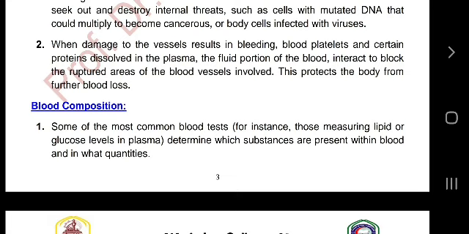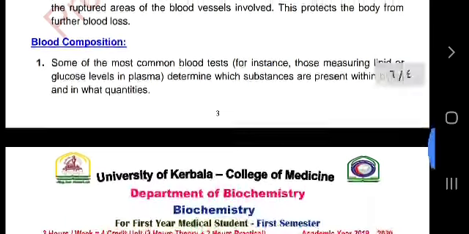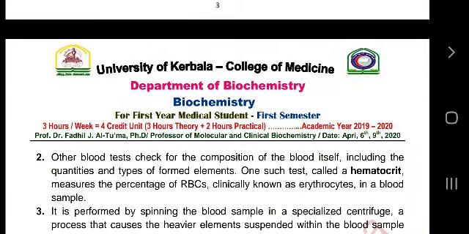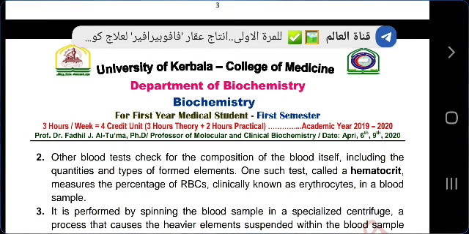They are transported through the bloodstream by complexing with various carriers such as albumin and so on. And also other blood tests checked for the composition of the blood itself, including the quantity and type of formed element. One such test is called the hematocrit, which measures the percentage of RBC, erythrocyte, in a blood sample.